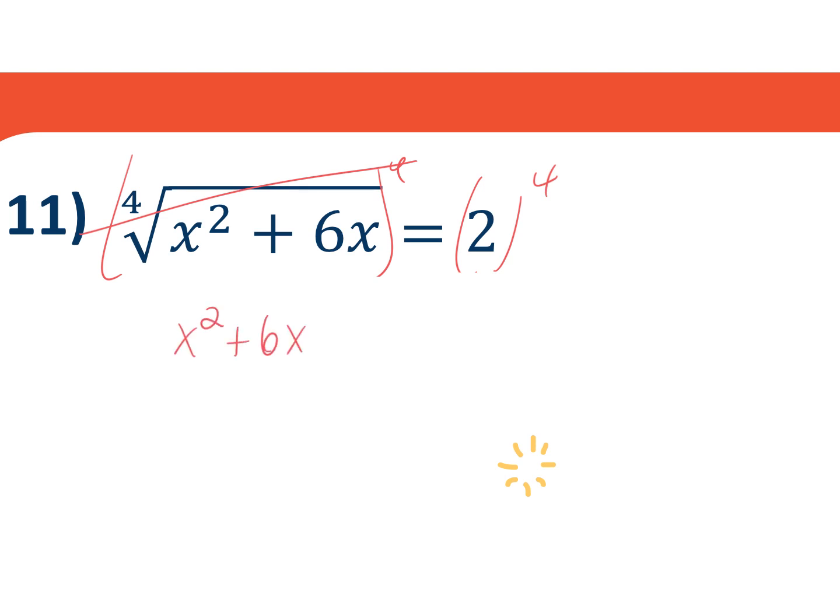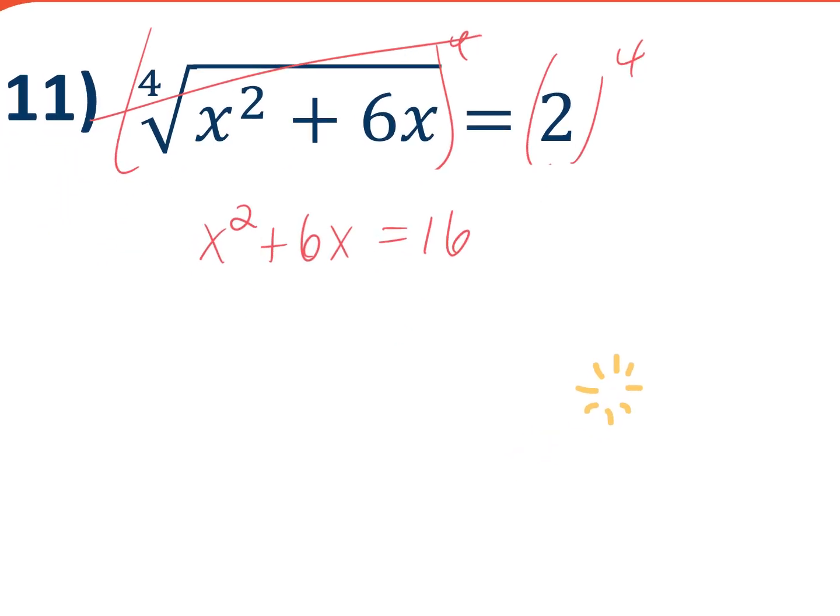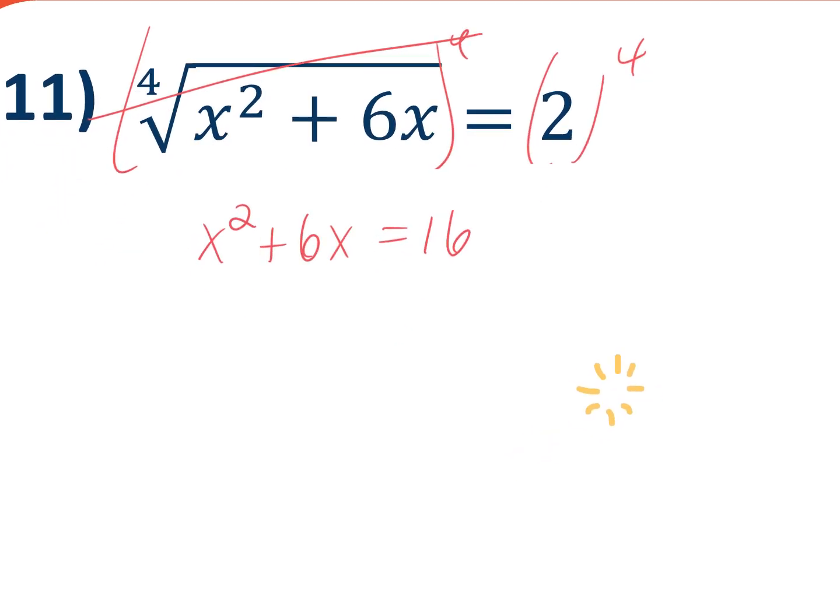What is 2 to the 4th power? 16. If you tell me 8, I'm going to be so mad at you. Not because you guys are dumb and you're going to be like, oh, I'm so stupid. No, you're not. You're just careless. We need to make sure that we are diligent. We pay attention to what we're doing. Now what?